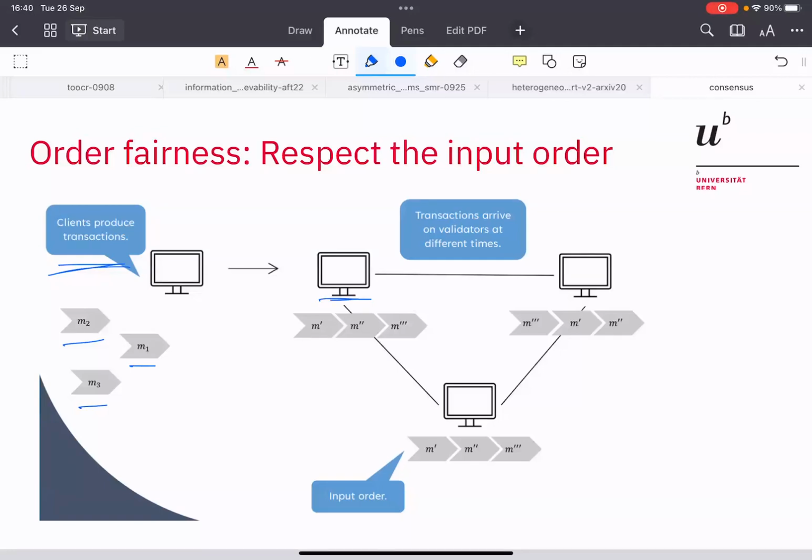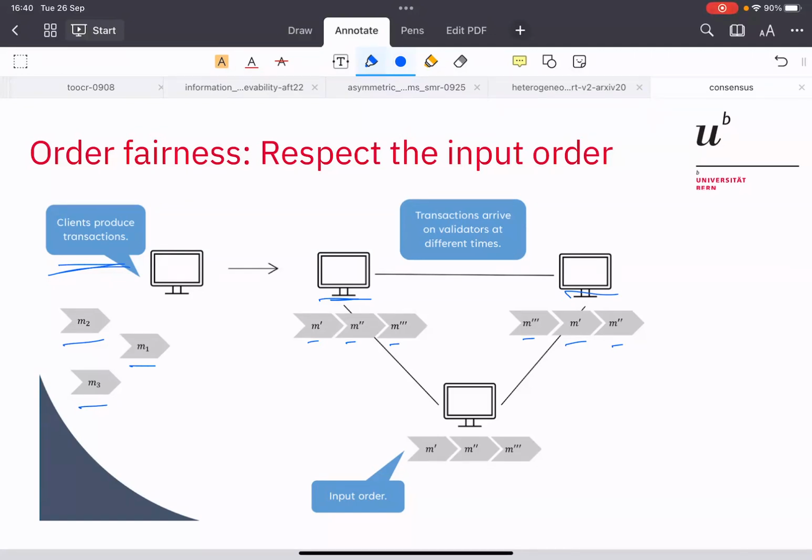These replicated nodes, one of them will have seen M prime before M double prime or before M3. The other one might have seen M3 before M1 and before M2 and so on. This is what we call the input order. So we want to make this choice depending on the input order. It should be more fair. This is also called transaction fairness. How can we get a fair order such that if my transaction was fast there, you can't just see this and get to this power?